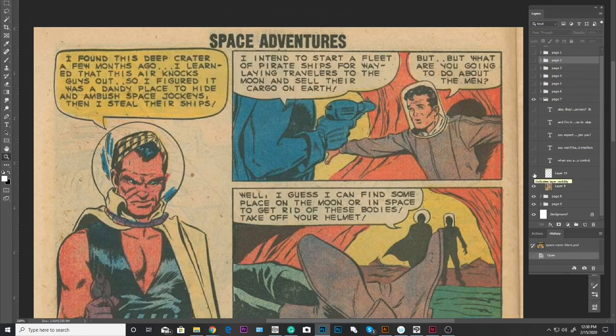I found this deep crater a few months ago. I learned that the air knocks guys out, and I figured it a dandy place to hide and ambush space jockeys and steal their ships. I intend to start a fleet of pirate ships for waylaying travelers on the moon and sell their cargo on Earth.